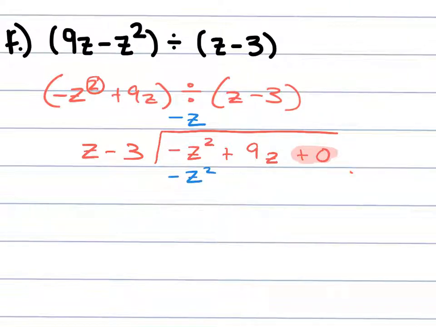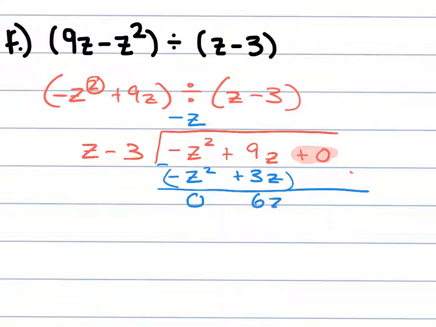Negative z times z gives me what? Okay, now what am I going to do after that? Negative z times what? And negative z times negative 3? Positive 3z. And what will I do with those two things? Subtract them. Negative z squared minus negative z squared gives me? 9z minus 3z gives me? You see where I wouldn't have anything to bring down here, but I still do. I have that 0 to bring down. So I'm going to bring down this 0.